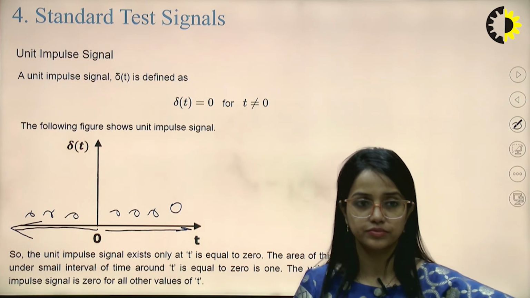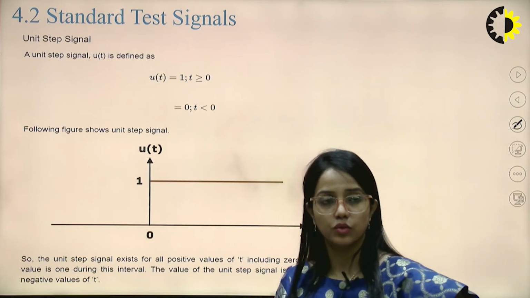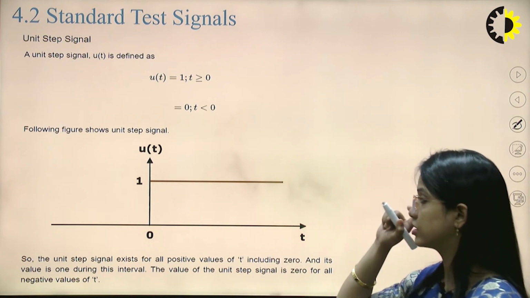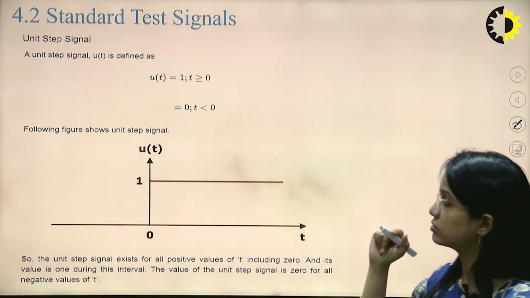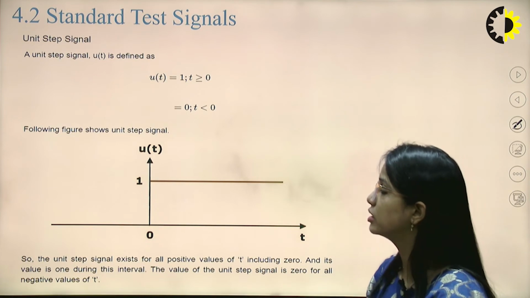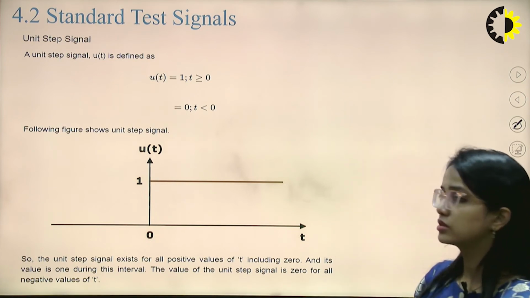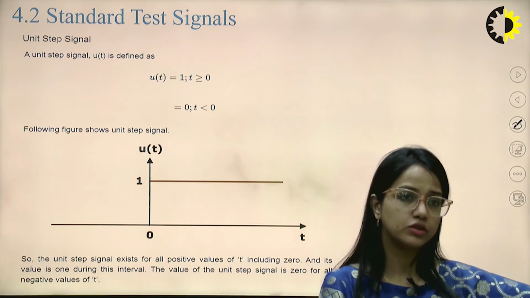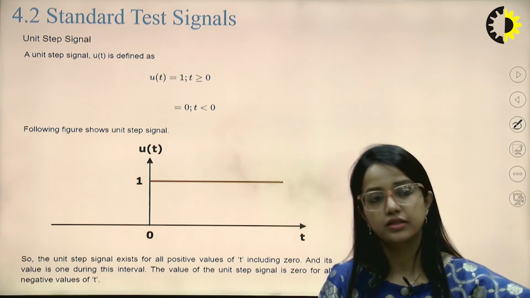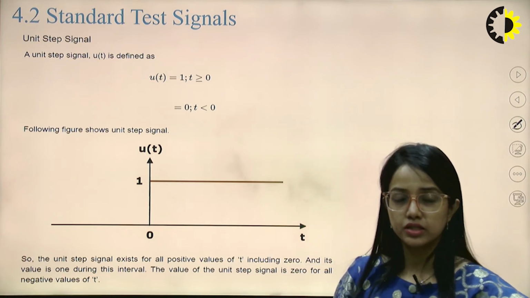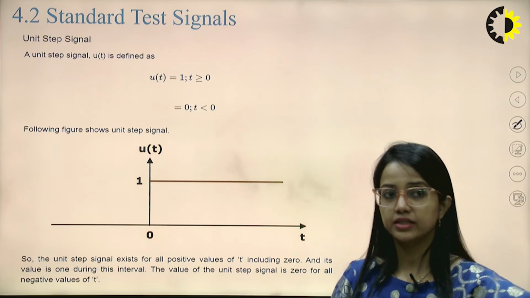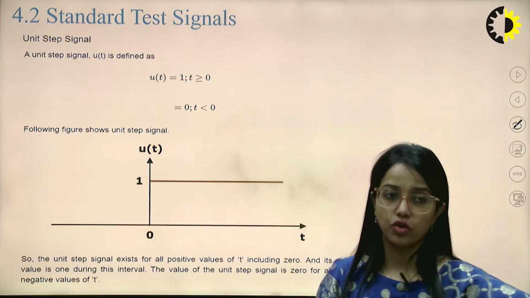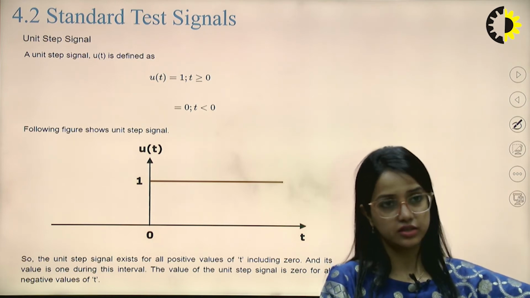Now, what is the step signal? We are very familiar with this mathematical representation of the unit step signal. So, the unit step signal means the magnitude will be 1, of course, and it is defined for all the values of t greater than 0. So u(t) is equal to 1 for t greater than or equal to 0, and then u(t) will be equal to 0 for all the values of t which is less than 0.